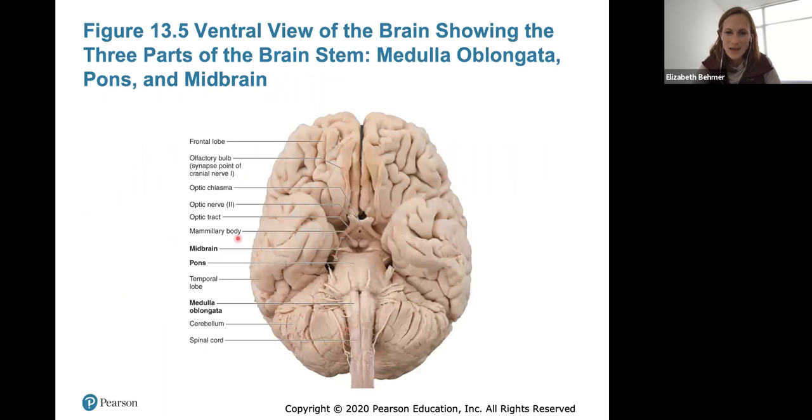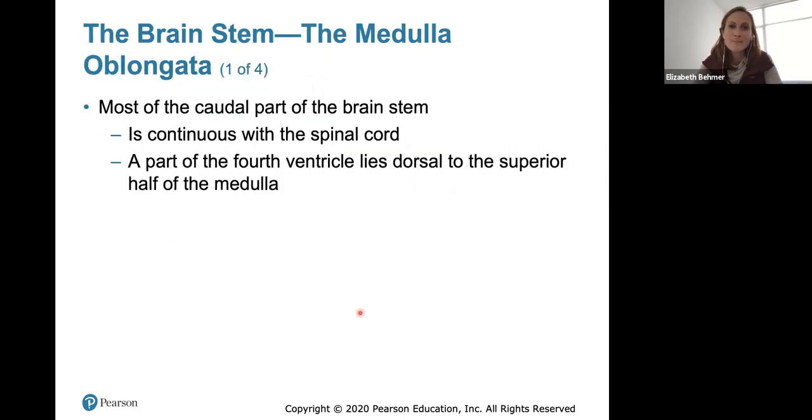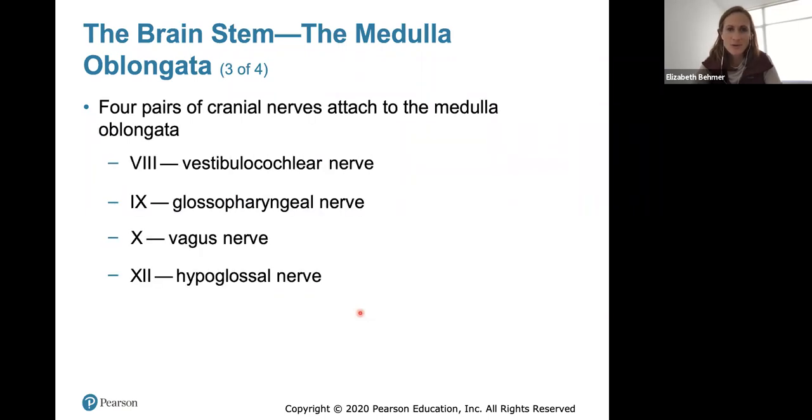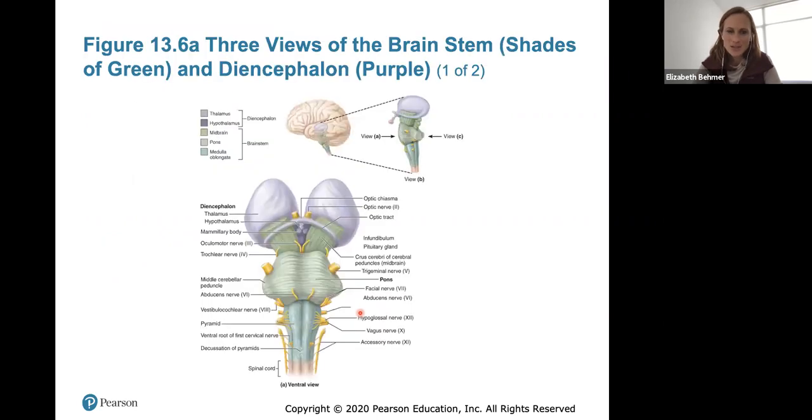So here's the brainstem in bold: the midbrain, the pons, and then the medulla oblongata. So midbrain is located here, the pons, and then the medulla oblongata, which will be continuous with the spinal cord. The medulla oblongata is the most caudal part. It's continuous with the spinal cord, and a part of your fourth ventricle lies dorsal to the superior half of the medulla. You have different cranial nerves coming off of the medulla. You don't need to know that, but here's a look again of the medulla oblongata located down here.